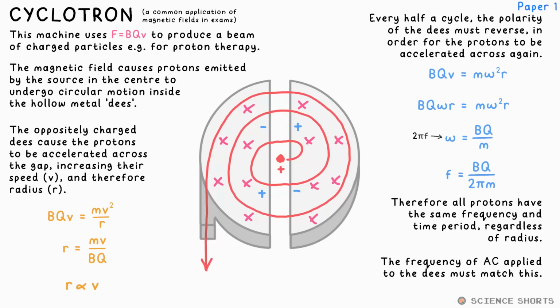People will often incorrectly say that the frequency must somehow be twice that of the particle's frequency, as it needs to flip twice every time they do a circle. But flipping twice is exactly what a whole cycle is. Every cycle, the particles cross the gap twice. So that PD must be flipped twice too.